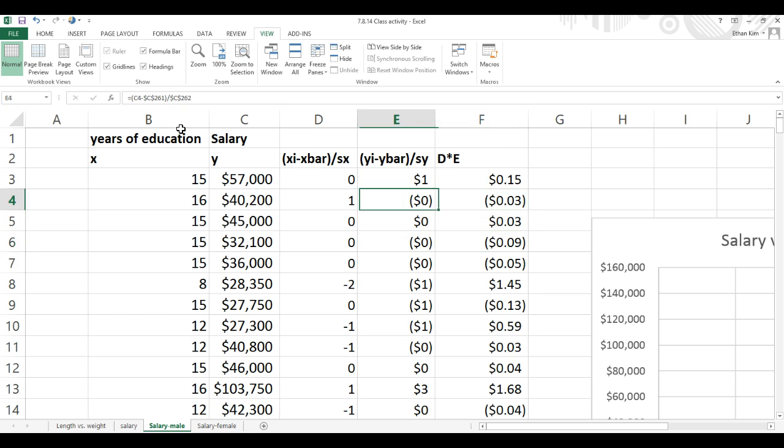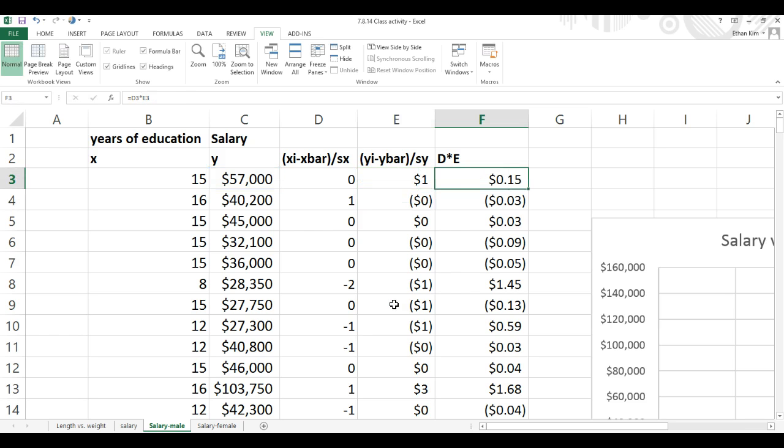And I did the same for y: yi minus y bar divided by the standard deviation of y. And it's referring to the cell below. So whenever you change the number, if you change one observation, it's going to change as well. It's automatic, so you don't have to worry about that. And this is like building a model, right?